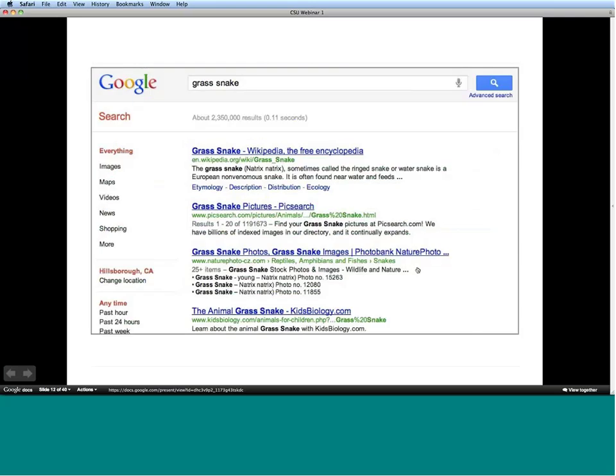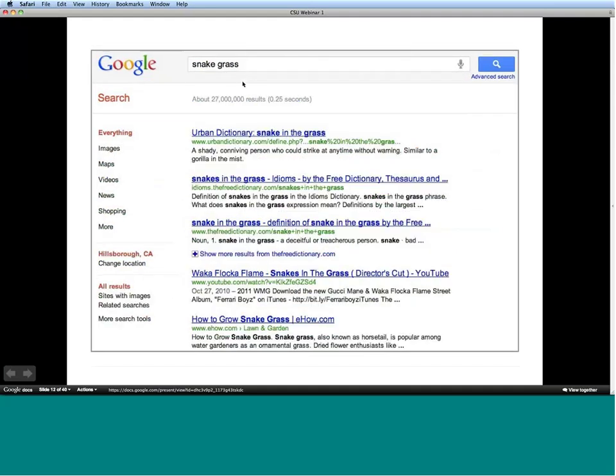Another thing that we take into account is the order in which you put your search terms. For example, here we have grass snake. When I type in grass snake, Google looks for the words in the order I've entered them, grass and then snake. The reason for doing that, and I thank Berkeley's library for this fantastic example, is because if you're looking for snake grass or snake in the grass, you might have really, really different results.